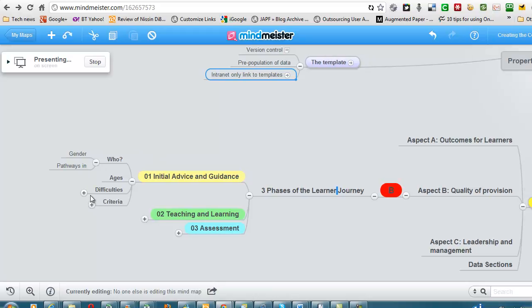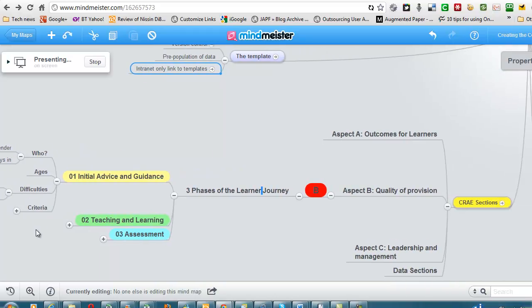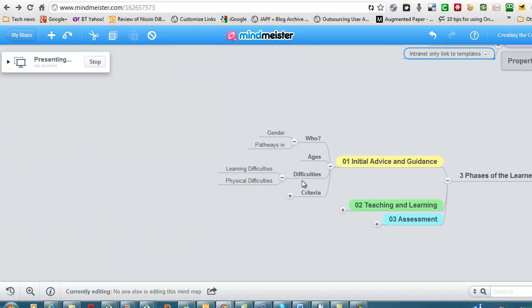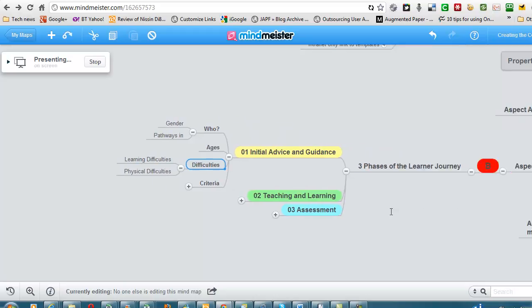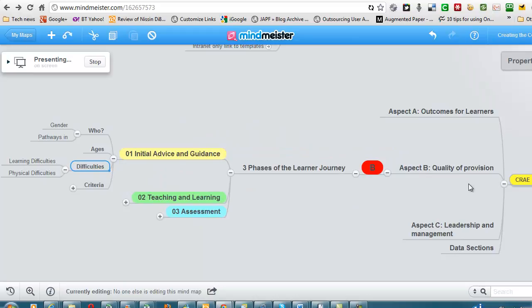What about difficulties? Difficulties tend to fall into two classifications: learning difficulties and physical difficulties. Now, learning difficulties will often be supported by additional learning support in the classroom, and physical difficulties will be supported by making reasonable adjustments to the facilities that you teach in and how you address the learning process. What effect will these have had, once again, on quality of provision?